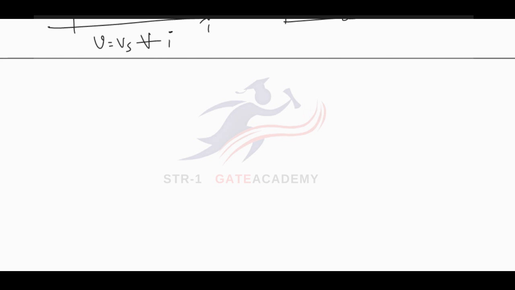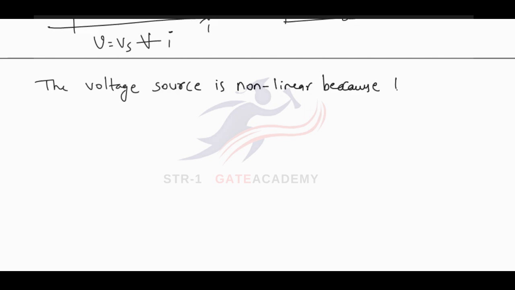Now, from the VI characteristics, we observe that the voltage source is non-linear, because the VI characteristics is non-linear.